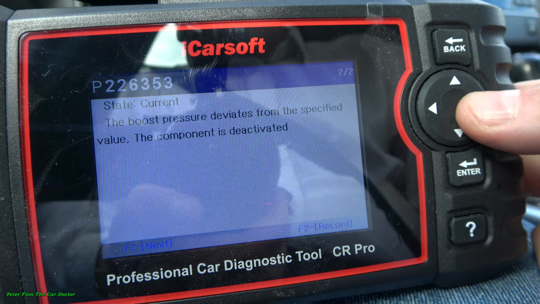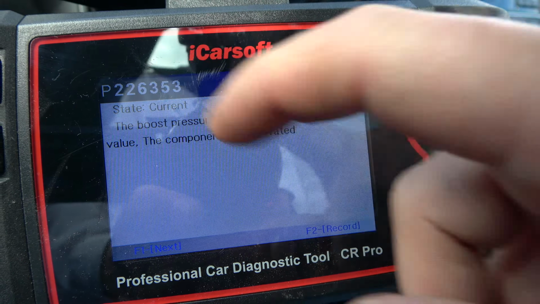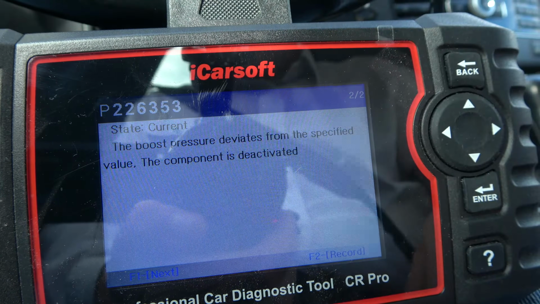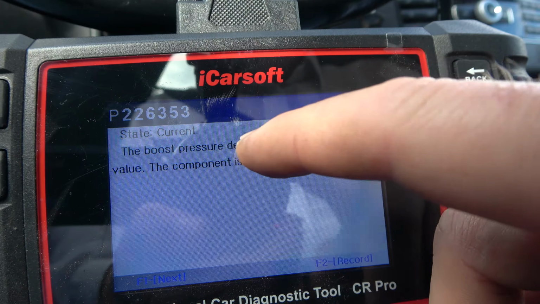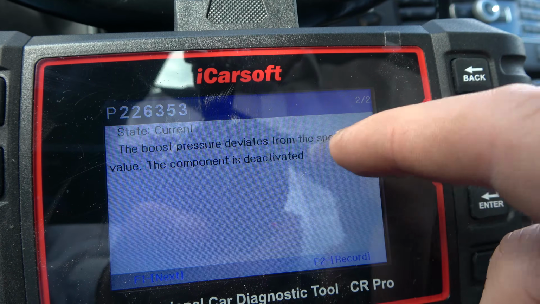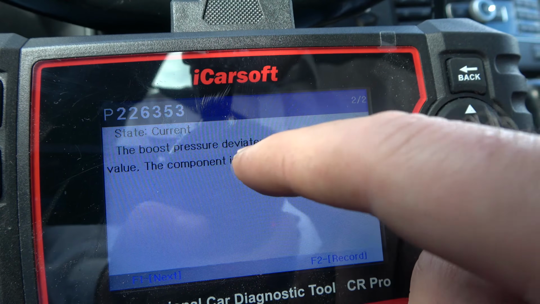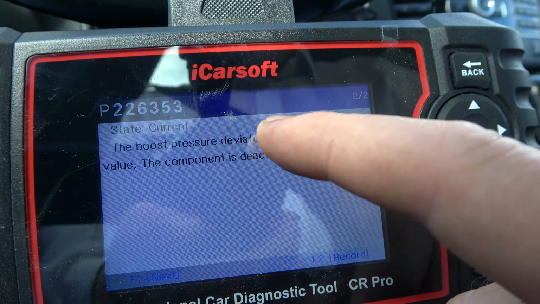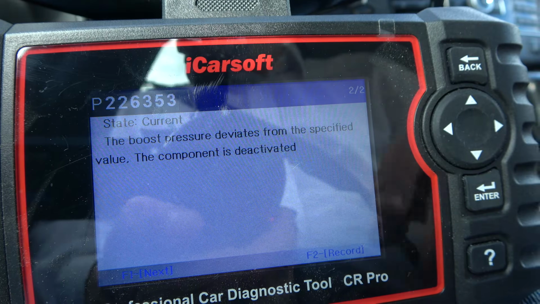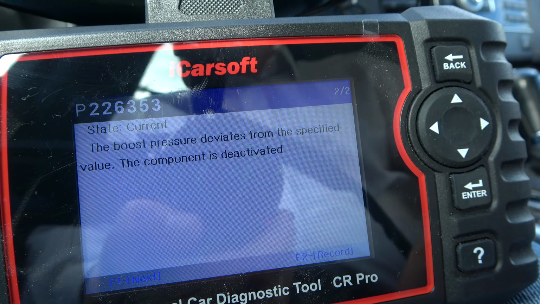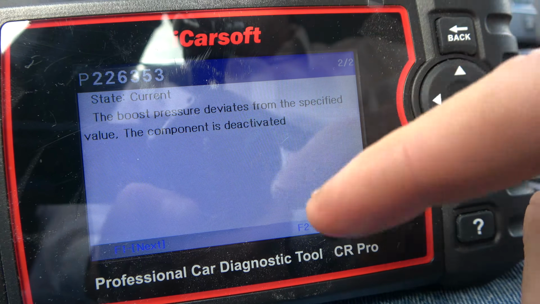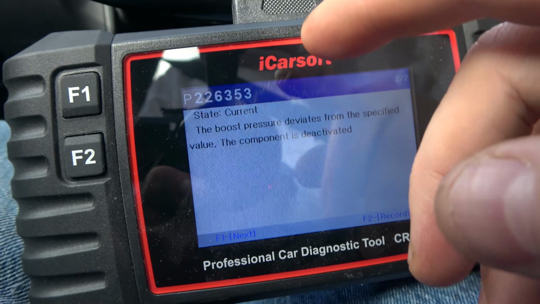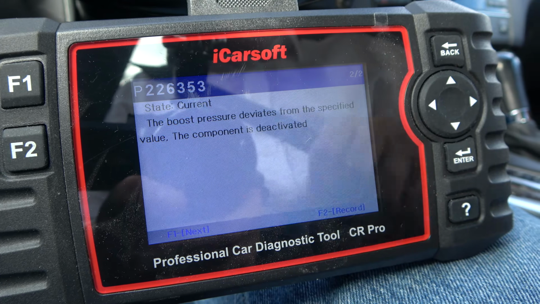This is nice. And then there is a second defect, which was almost more hidden: the boost pressure deviates from a specific value. Component is deactivated. This is a turbocharger thing, and this is also a low defect. That means that if we use better scanners, we can find more defects.